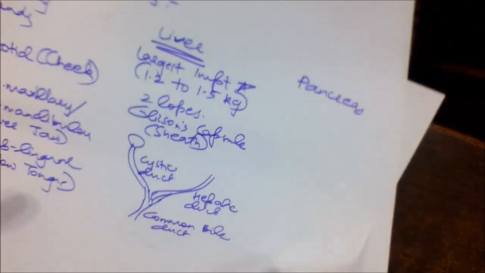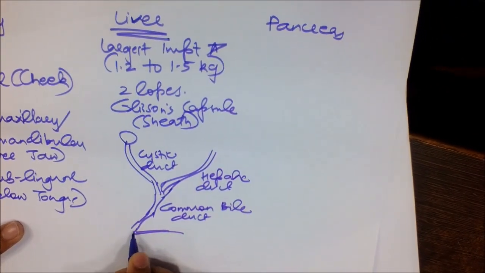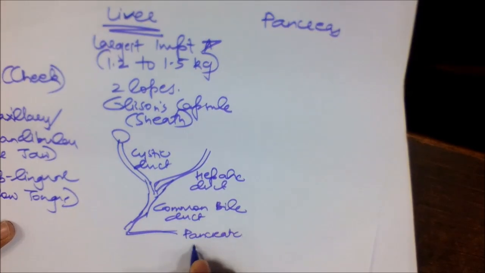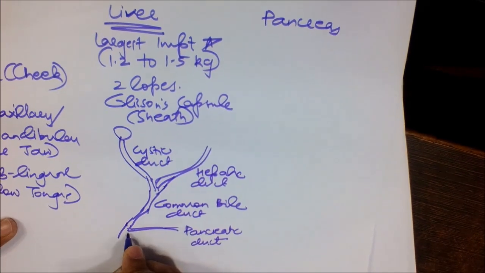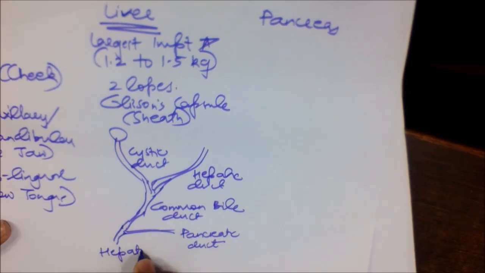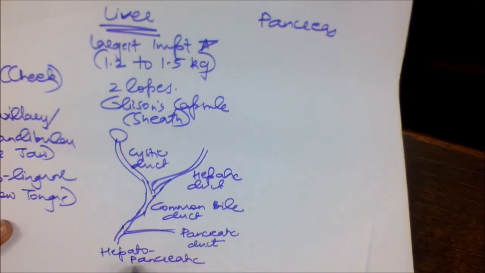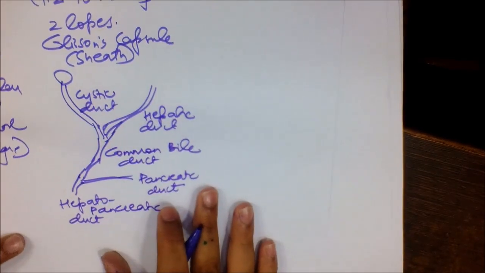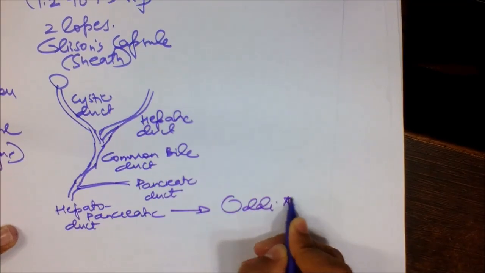The common bile duct at a later stage combines with the duct coming from the pancreas, known as the pancreatic duct, giving rise to the hepatopancreatic duct. Hepato for liver and pancreatic for pancreas, a duct whose opening is guarded by a sphincter called the sphincter of Oddi.